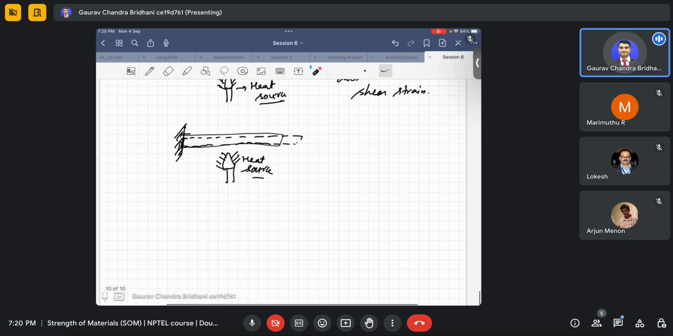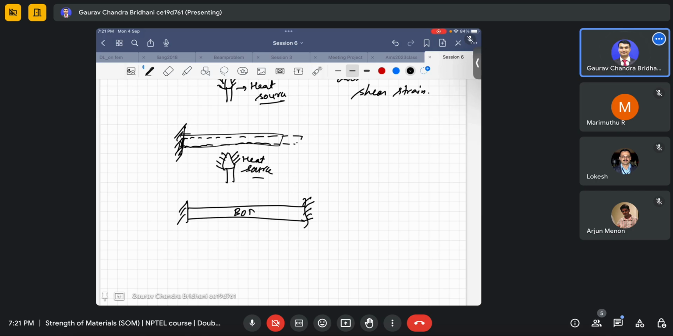Now in the final case, I restrain the body from both sides, and again I put a heat source here.